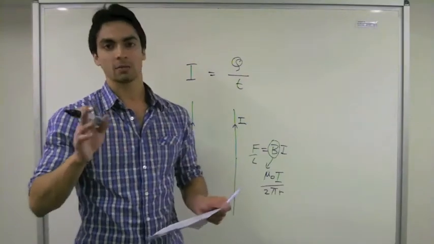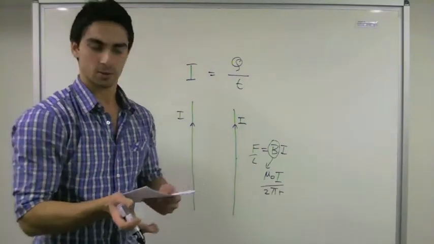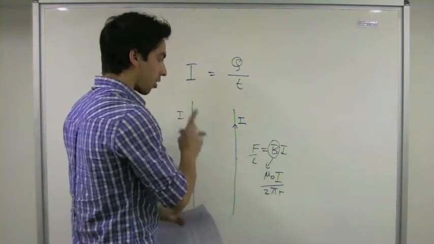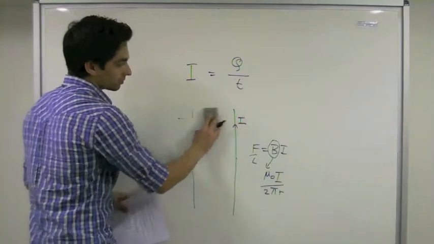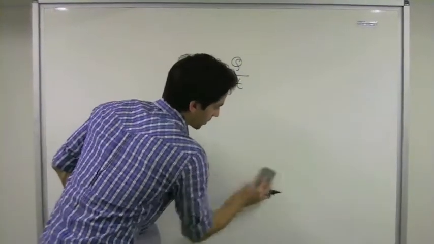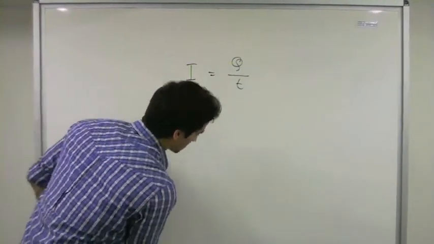The force per unit length between current carrying conductors. Okay, so that's the formal definition of current. Now that's current. The next portion is resistance.